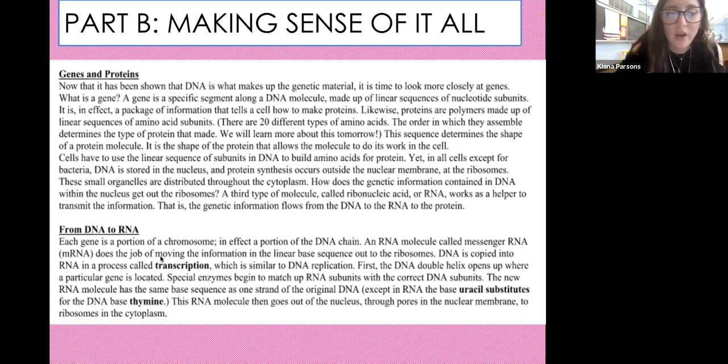From DNA to RNA. Each gene is a portion of a chromosome, in effect, a portion of the DNA chain. An RNA molecule called messenger RNA does the job of moving the information in the linear base sequence out to the ribosomes. DNA is copied into RNA in a process called transcription, which is similar to DNA replication.